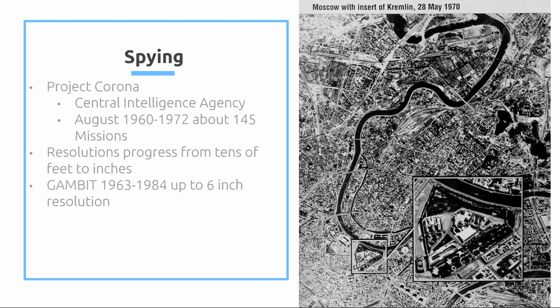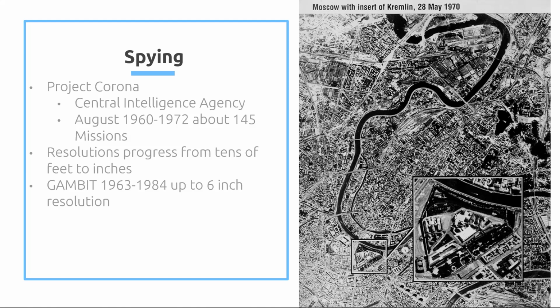And then another major project was called Gambit. Gambit is probably the most well-known one, and it lasted for about 20 years from 1963 to 1984. The reason it's called Gambit is because that's the name of the satellite. So there was the KH-7 Gambit, which went for about 4 years from 63 to 67. And then there was the KH-8 Gambit, which went from 66 to 84. That second Gambit was probably one of the longest lasting satellites ever, and it was definitely the most precise satellite.